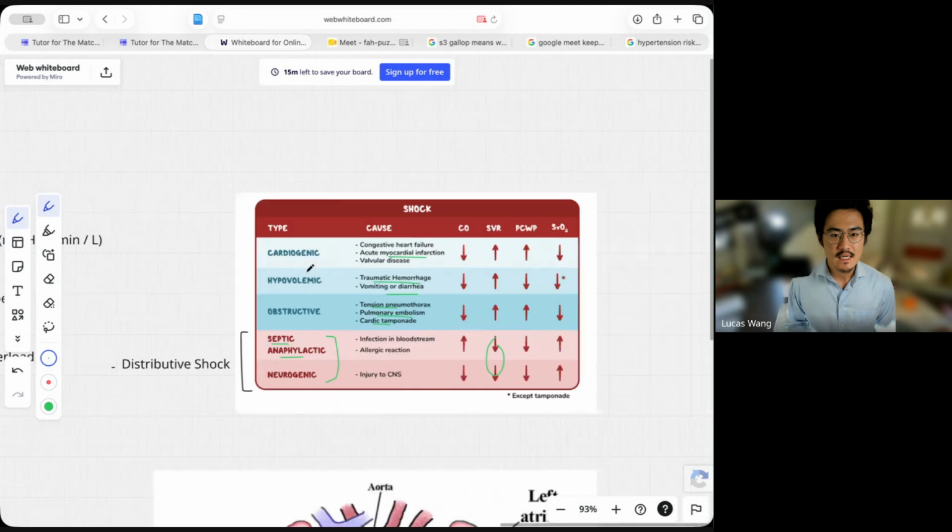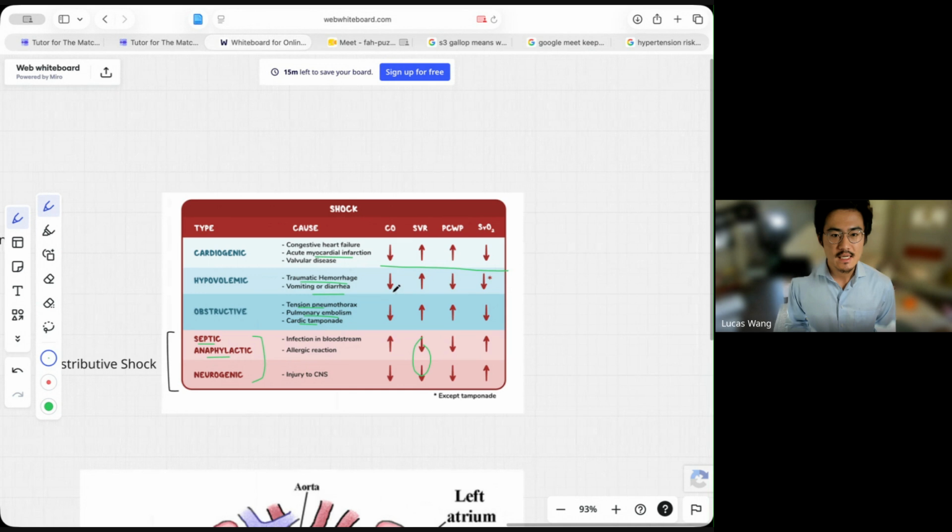So now, knowing what we know, I would encourage you on your own time to understand why all these arrows are going up and down. Part of why an arrow would go up or down is because it's the cause. For cardiogenic shock, we know the cause is going to be a fall in cardiac output, and the rest of it is going to be response. So go ahead on your own time and make sure you understand why these arrows are going up and down.